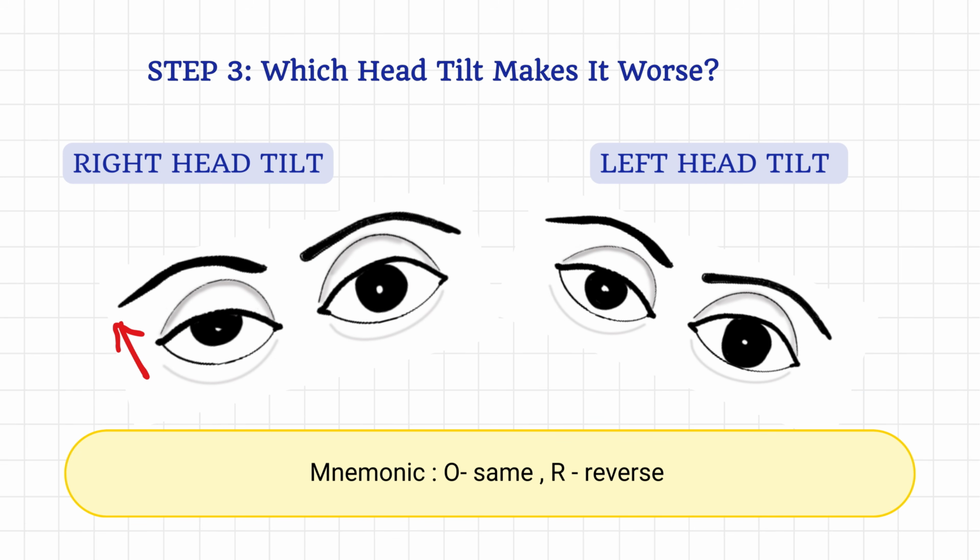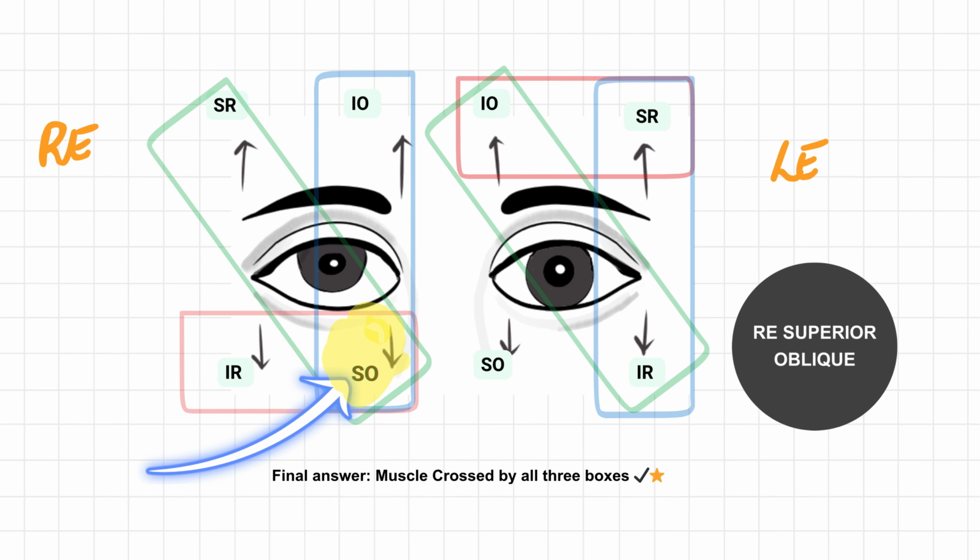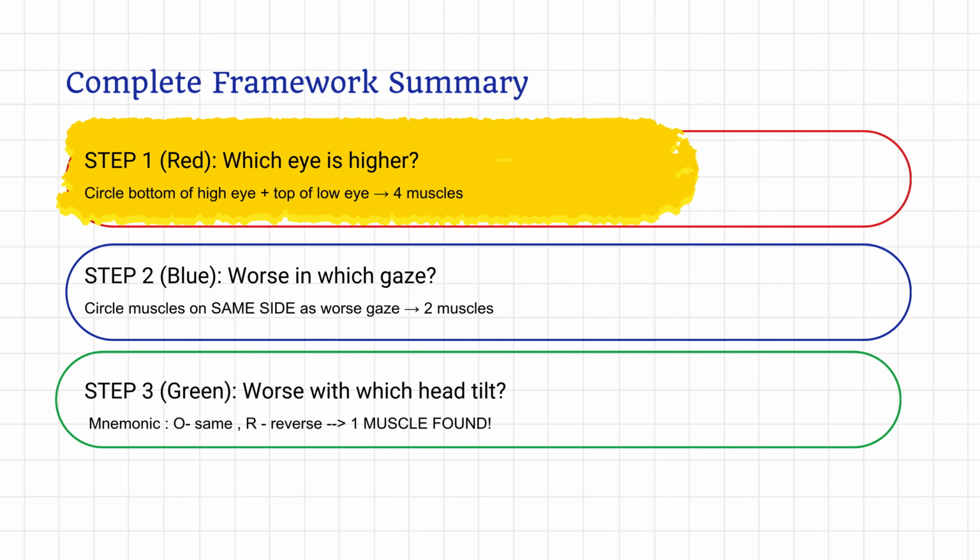And this nicely reinforces the mnemonic. Same side head tilt worsening, usually an oblique. Opposite side head tilt worsening, usually a rectus. So in this case, the culprit is the right superior oblique.